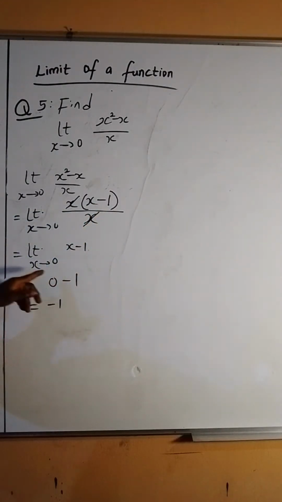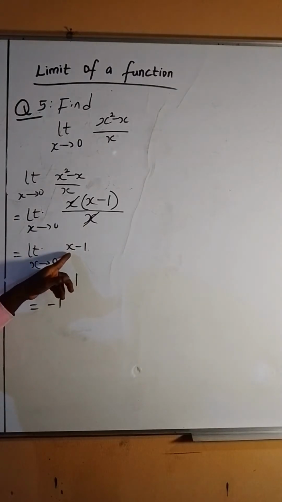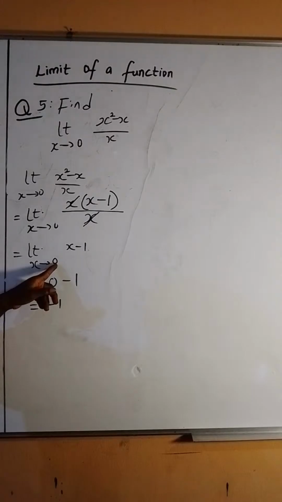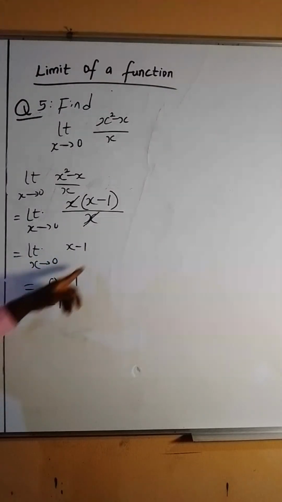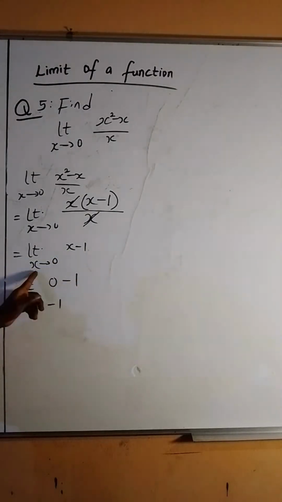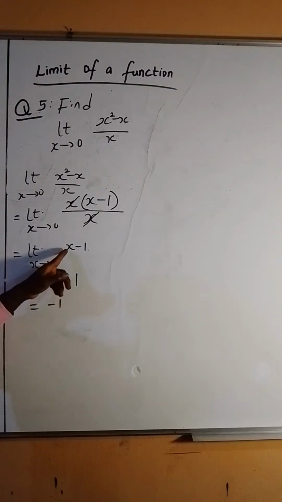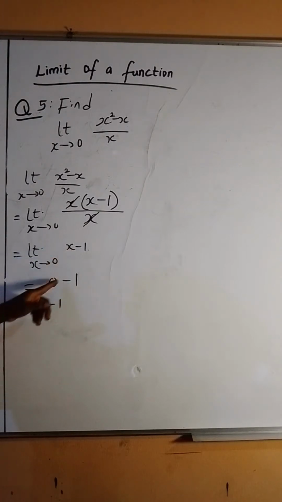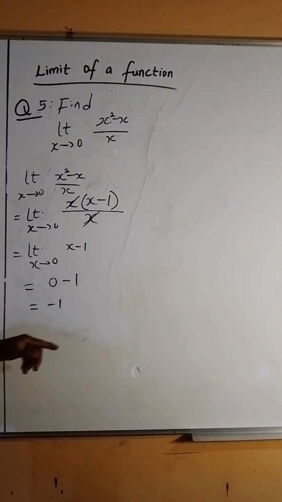Then we can now go ahead to substitute. When we substitute here, we're going to have 0 minus 1, because x approaches 0. So anywhere you find x, just put 0 there. That gives us 0 minus 1, and 0 minus 1 is minus 1.